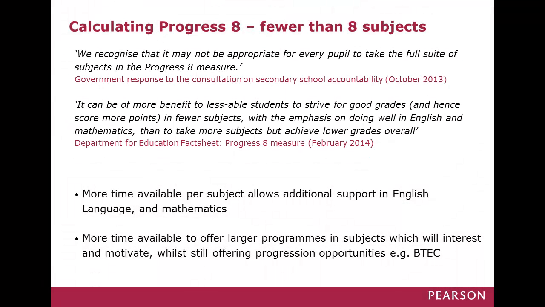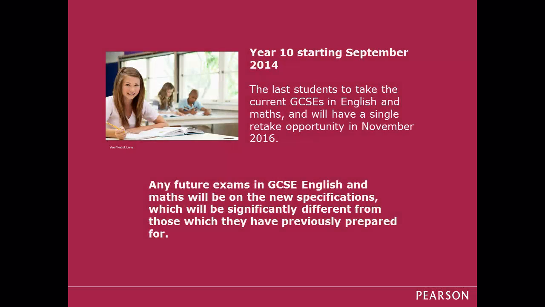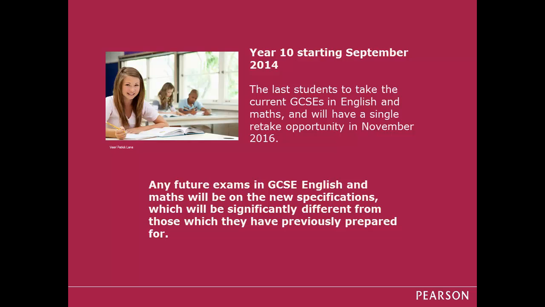The additional time for English and Maths is important for the student, as these are such critical subjects. For the school, they are double weighted, and this is a deliberate incentive to maximise achievement. Achievement in these subjects by the end of Key Stage 4 is particularly important for the Year 10 cohort starting in September 2014. These students will be the last to take the current GCSEs in English and Maths, and if they do not get their pass grades in summer 2016, will have a single retake opportunity on the current specifications in November 2016. After that, any future attempts will be on the new specifications, which will be significantly different from those which they've been previously prepared for.